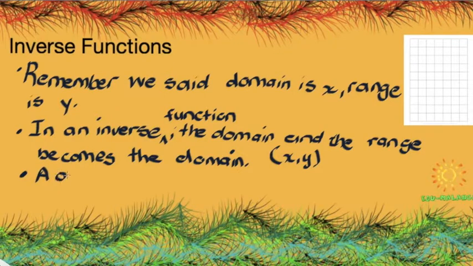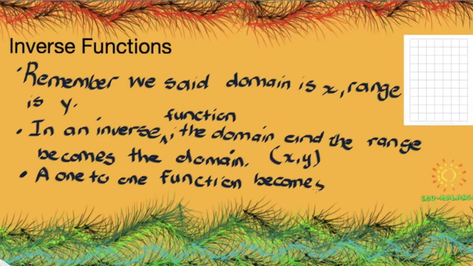Just ask. What there is, is a one-to-one function. This is what we discussed in this video. If you don't understand this, probably go back, but I will explain. It becomes a 1-to-1 inverse function.